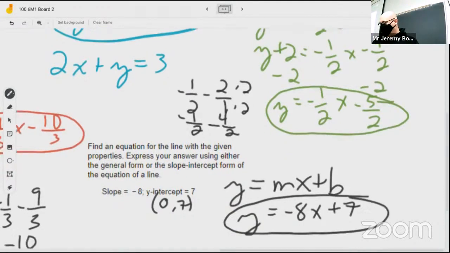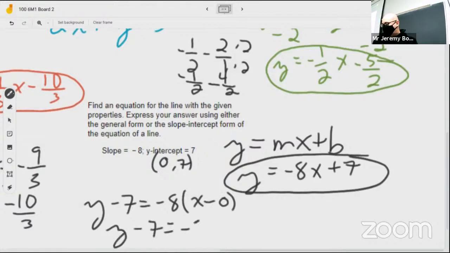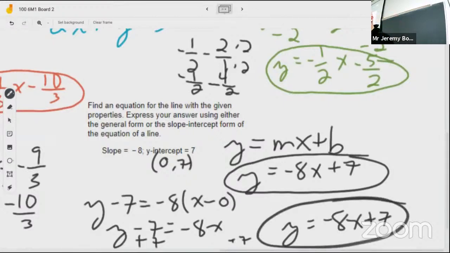So you could plug that into the point slope form. And if you do, just as a test case, you don't need to do this. But you can see you're going to end up with y minus 7. So you go to negative 8x. You're going to add 7. And so you end up with y is equal to negative 8x plus 7. You can still get there that way as well. There's just no need to do it if you catch it.